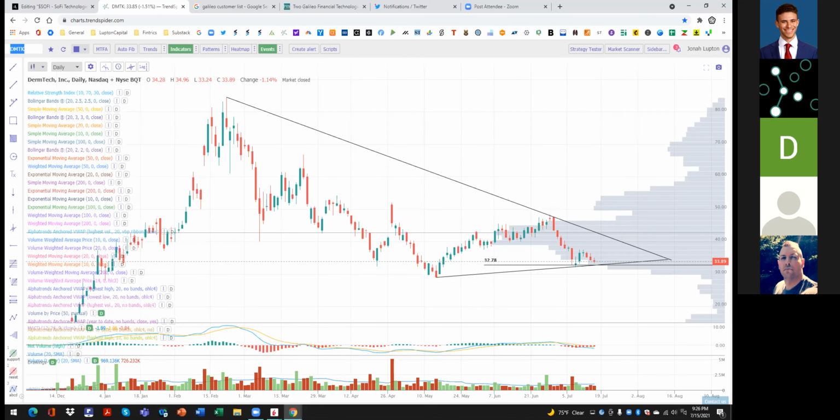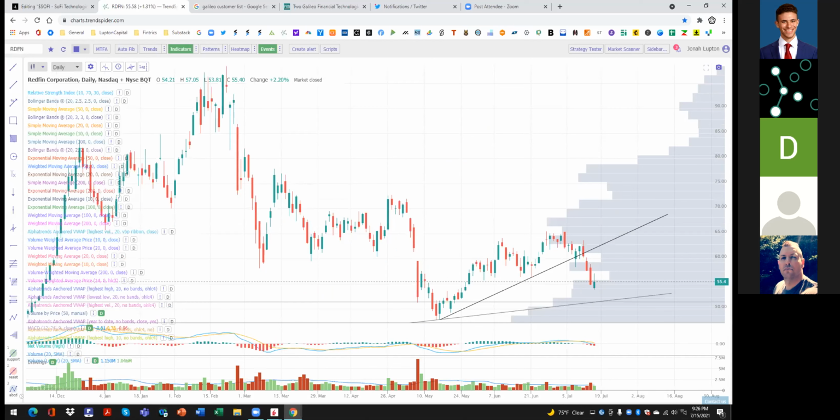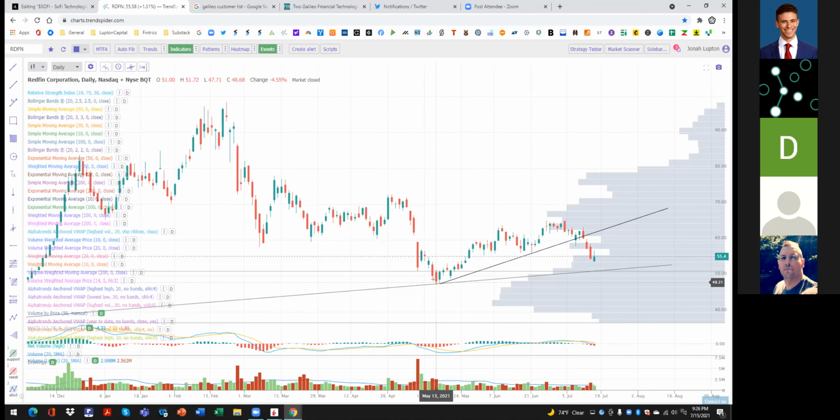So some of the names I've sold recently out of my portfolio that I still like long-term, but I just don't have enough conviction in them right now. Sentiment's obviously pretty bad around some of these names. And I had some short-term profits and I wanted to protect those profits. So, one of the names is Redfin. So, I had this trend line here.